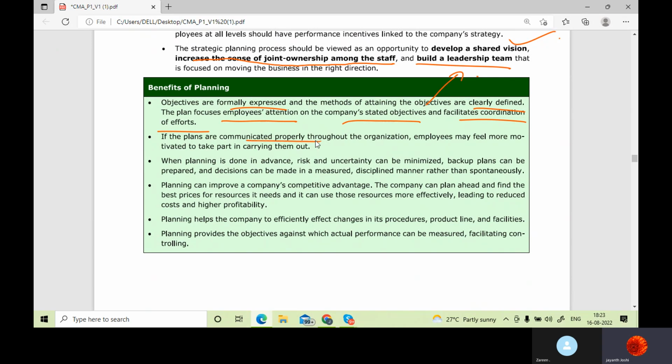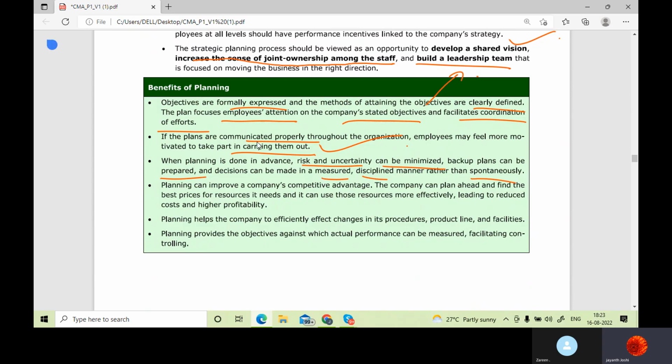If the plans are communicated properly throughout the organization, employees may feel more motivated to take part in carrying them out. When planning is done in advance, risk and uncertainty can be minimized. Backup plans can be prepared. This is a very important point. Of course, if you plan in advance, you can definitely reduce the risk and uncertainty. Backup plans can be prepared and decisions can be made in a measured, disciplined manner rather than spontaneously.